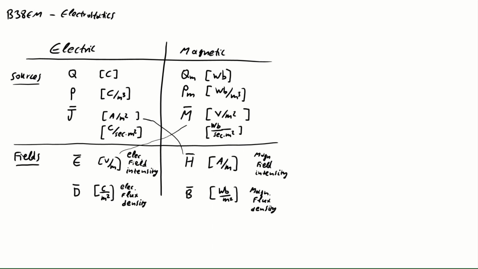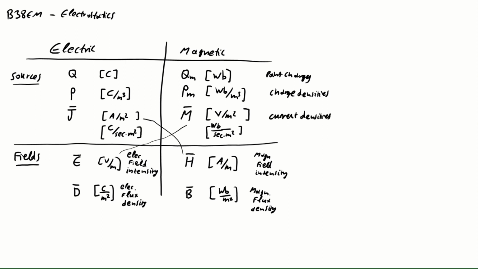I should highlight here that Q and Q sub m are the point charges, ρ and ρ sub m are charge densities, and J and M are the current densities.